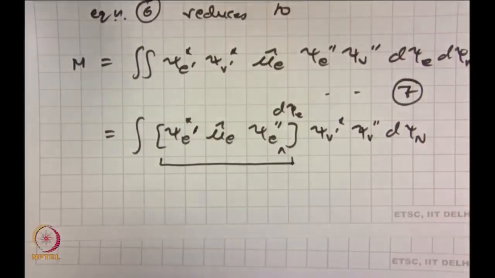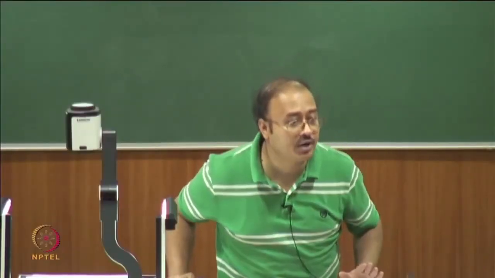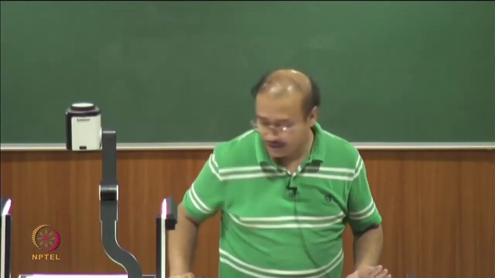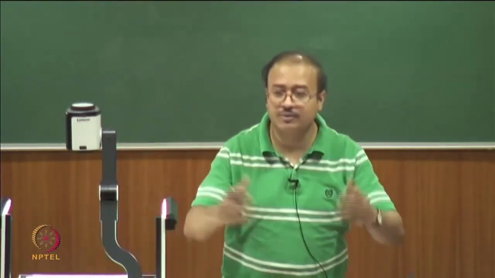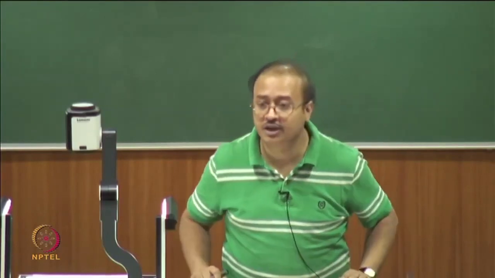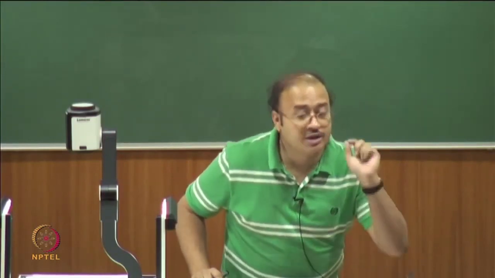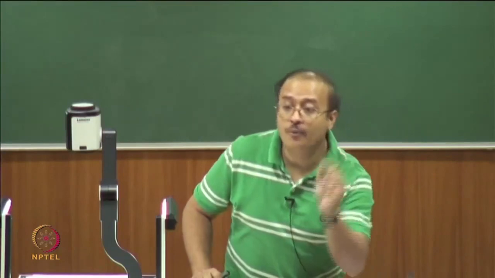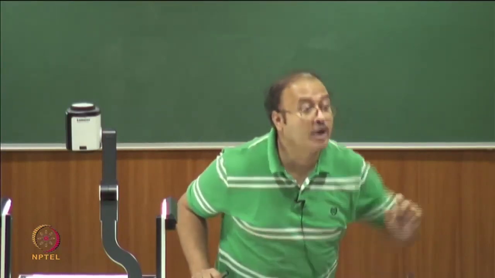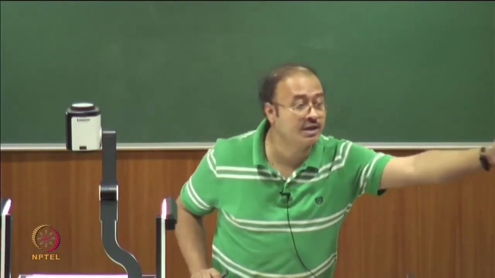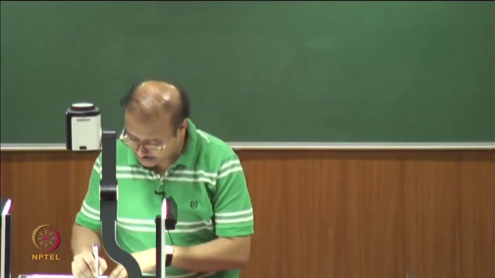So this represents what? This represents an electronic transition between two states: psi e double prime, which is the ground state, and psi e single prime, which is the excited state. Just keep in mind that double prime essentially means the ground state. Then mu e: you take your electronic dipole moment operator mu e and operate it on the ground state psi double prime. Where do you end up? You end up in psi e single prime. So this is your electronic transition.